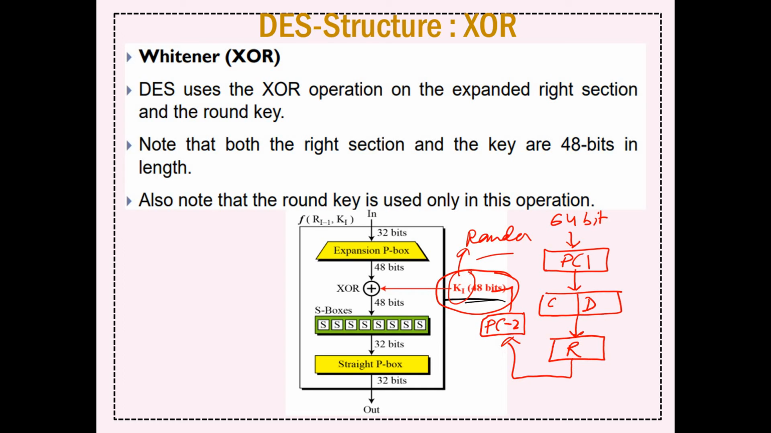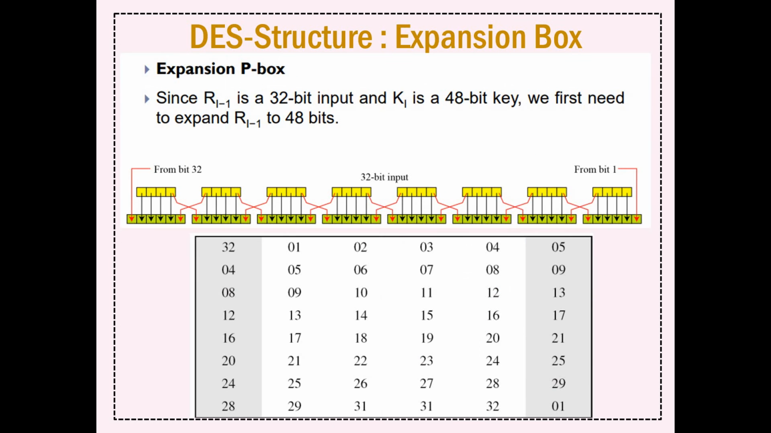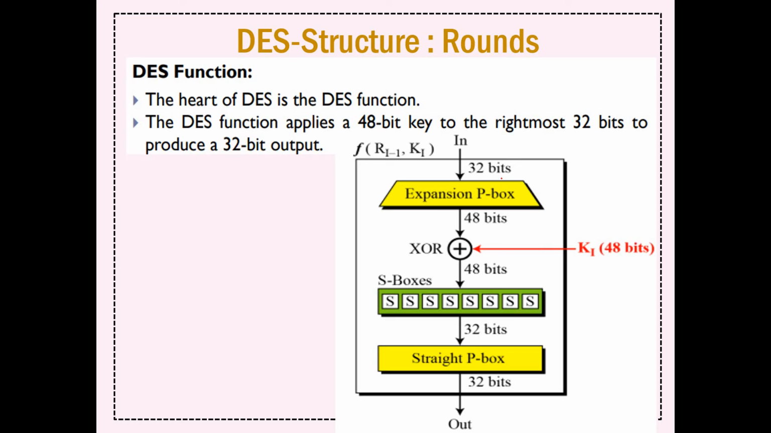Now we know about the PC. The left part remains as it is. R is coming in. So this is where we stand at this point. We now know the 32-bit conversion. We now know how these 48 bits are generated.